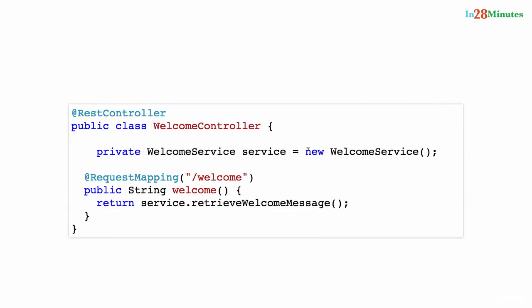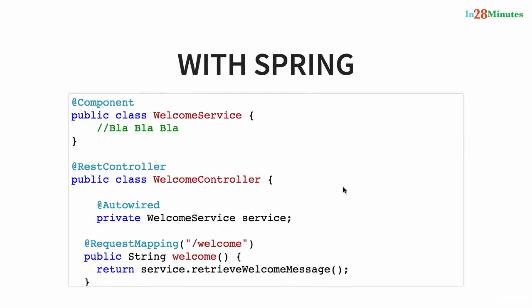So here we are inverting the control. The control of creating the welcome service, the control of creating the dependency, was with the bean itself. So the bean, the welcome controller, was deciding when to create the welcome service, when to create the dependency, how to create the dependency. But now with Spring, we are shifting that responsibility out to Spring. This is called inversion of control.